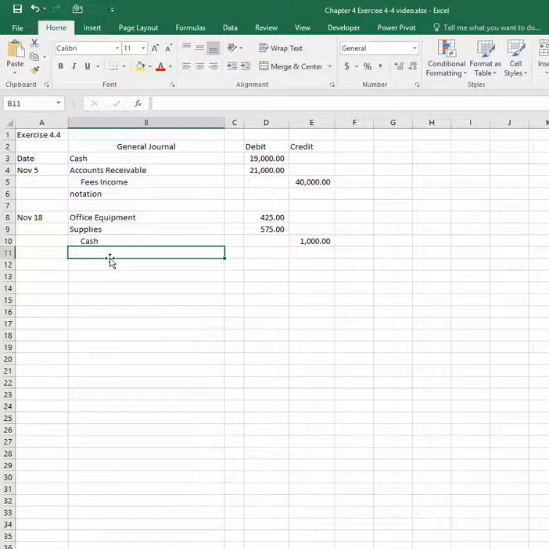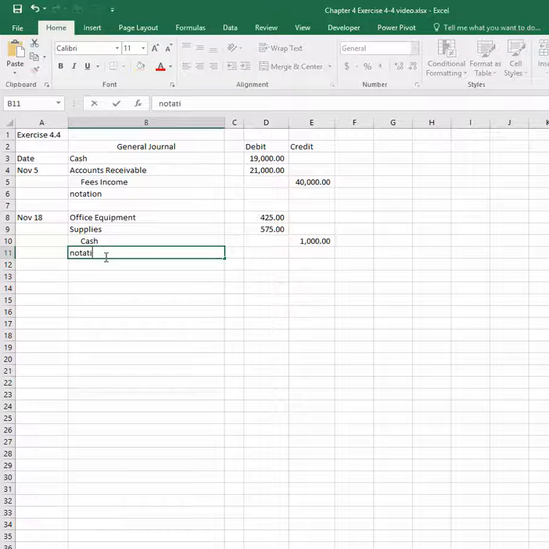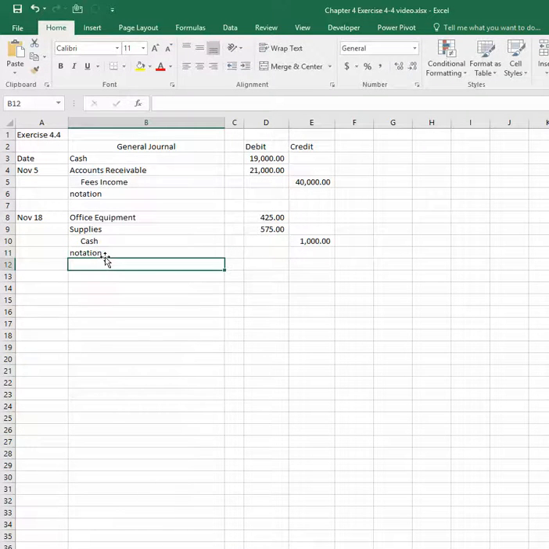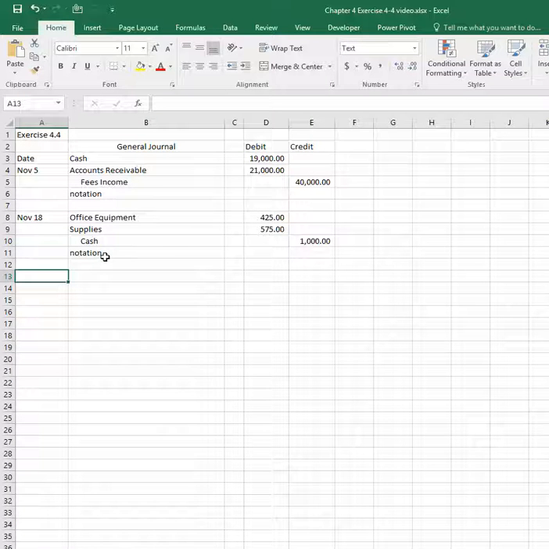Okay, and then we'll also want to make sure you make a notation here. And of course you could be doing this on the papers. So if you like Excel, don't be afraid to try Excel for some of your homework. That would be great. Okay, the last compound transaction is November 23rd.